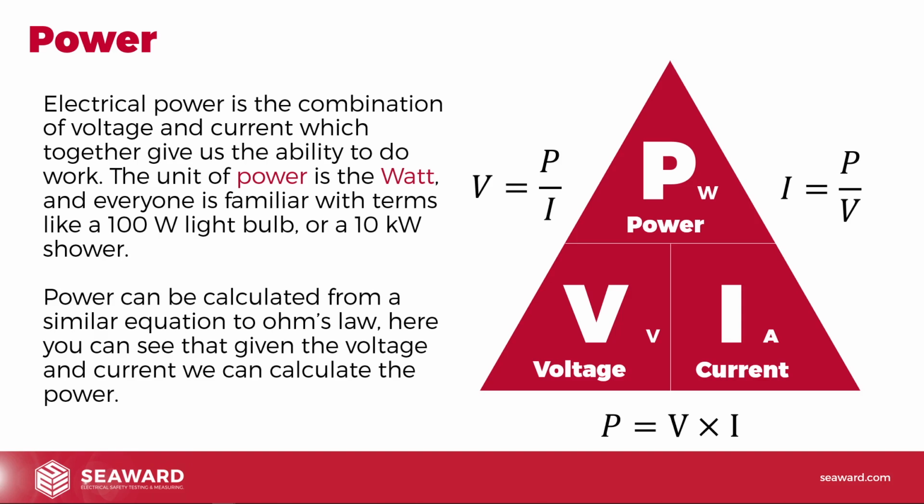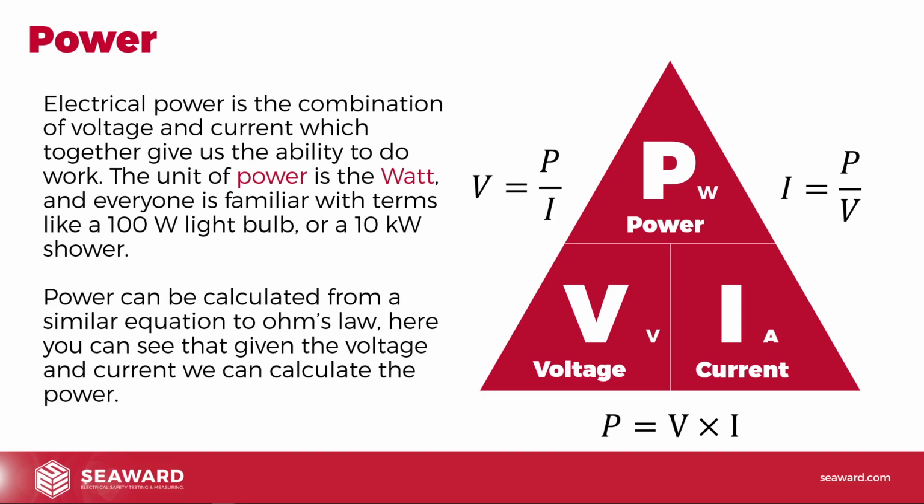So again, power is where we've got the voltage and the current coming together to give us the ability to do work. Power can be calculated from a similar equation to the Ohm's law equation. Given the voltage and the current, we can calculate the power. So P equals V times I. The power is the voltage multiplied by the current.